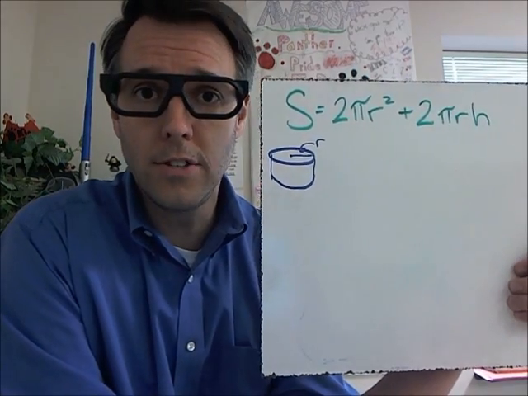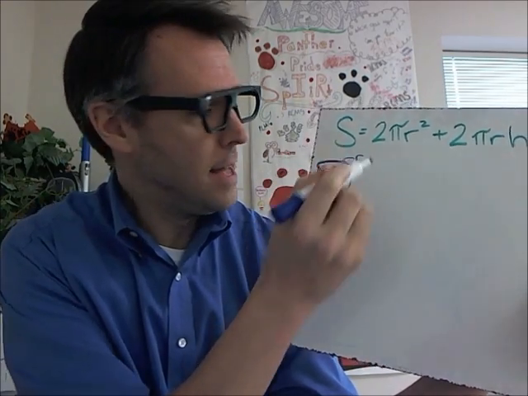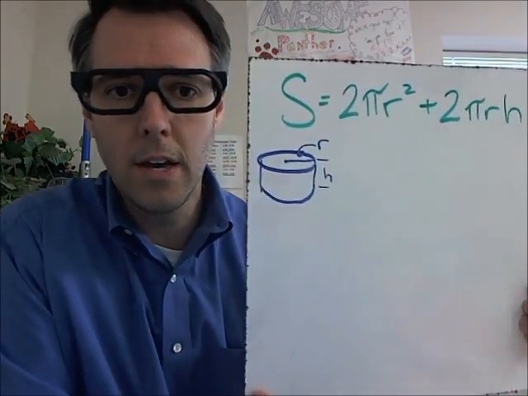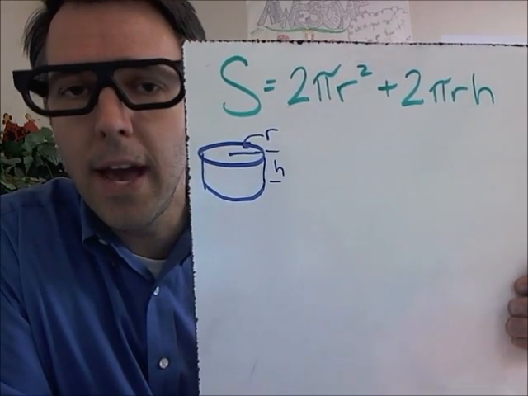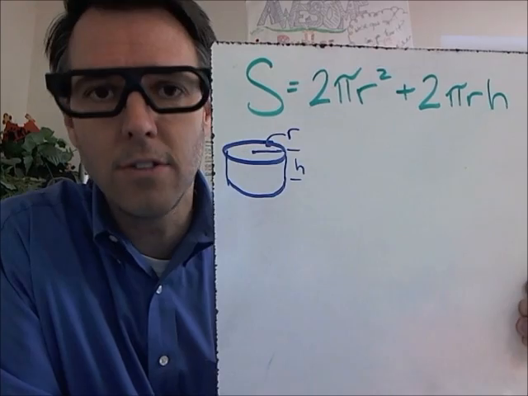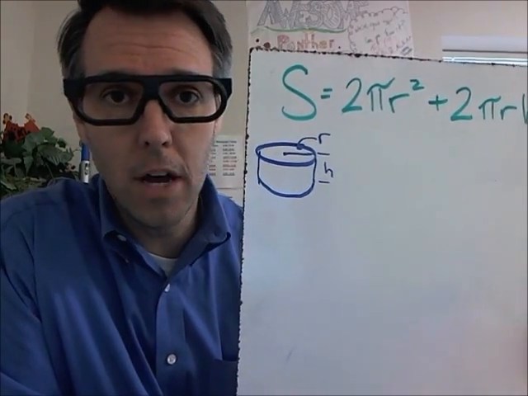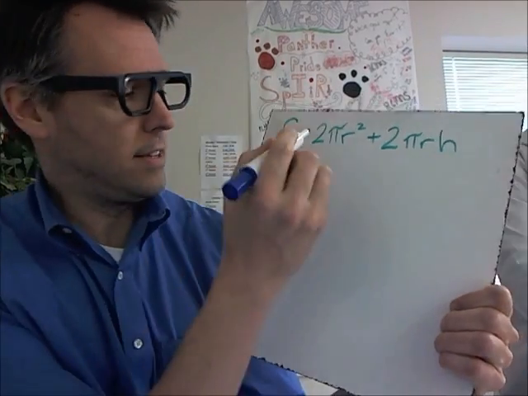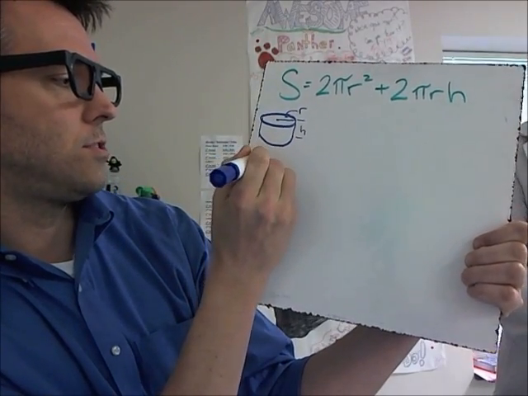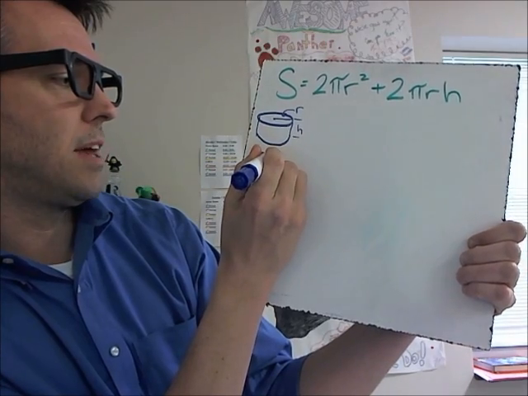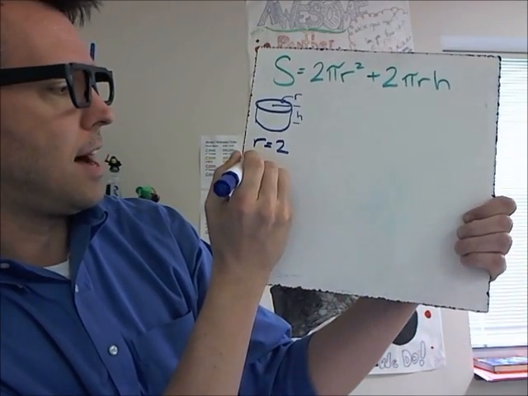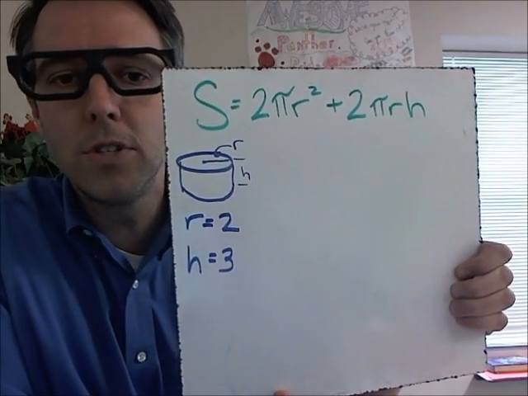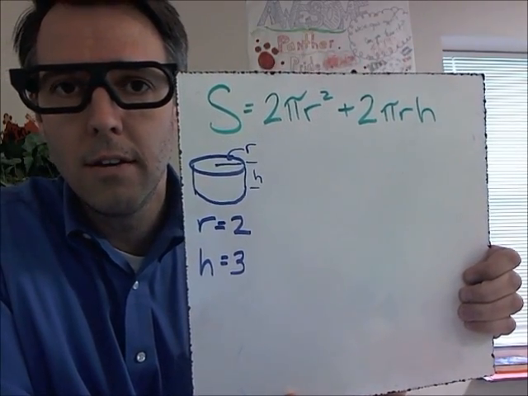How many circles are on a cylinder? 2, one on top, one on bottom. And then you have a height. The height of the cylinder is from here to here. So we have a radius and a height that we need to find the surface area of this entire shape, and this is the formula we're going to use. If the radius of this cylinder is, let's make it easy, 2, and the height is 3, we plug those numbers into the formula.